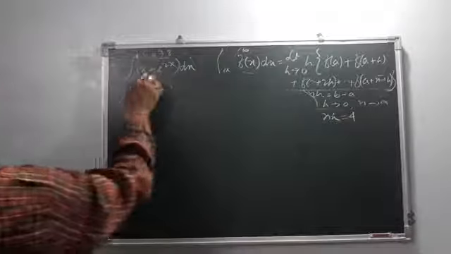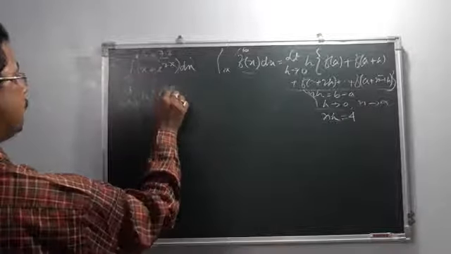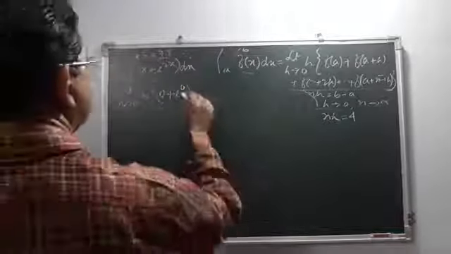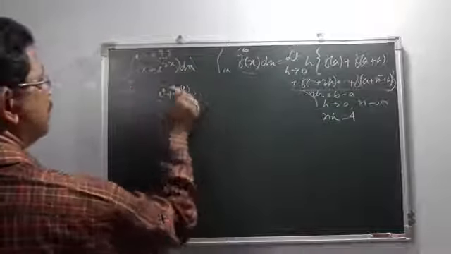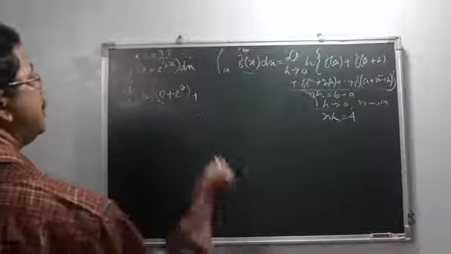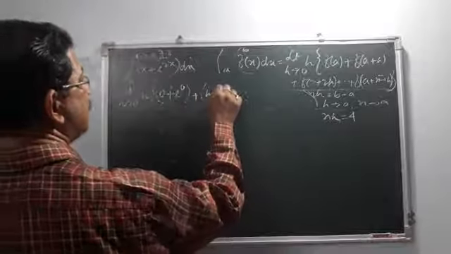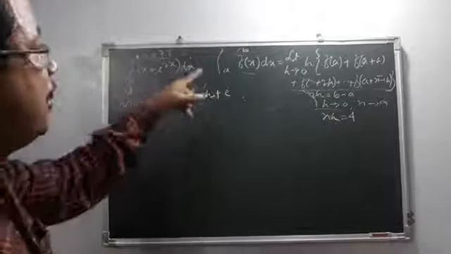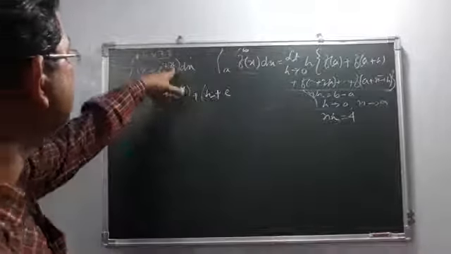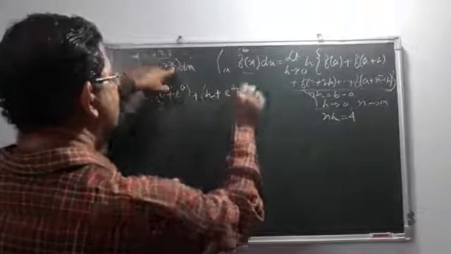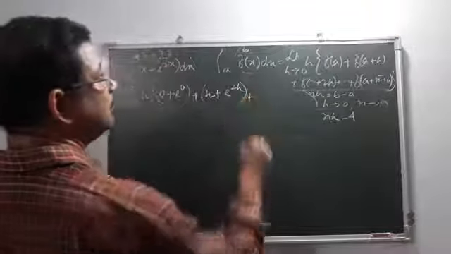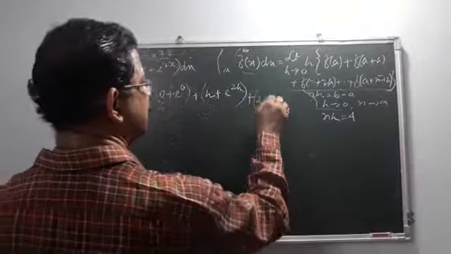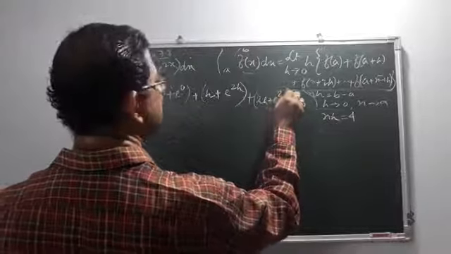times f(0), that is, here you have to put x as 0, so 0 plus e to the power 2 into 0. Then if we put a plus h, that is 0 plus h, f(h) is h plus e to the power, as we have said 0 plus h, so it will be h, so e to the power 2h. Then a plus 2h, 0 plus 2h, so it will be 2h plus e to the power 2 into 2h.